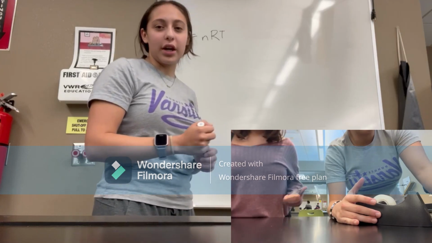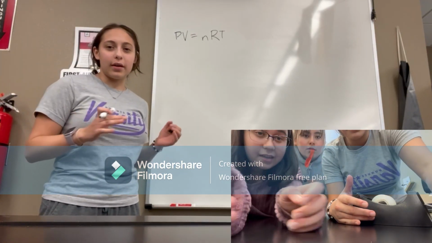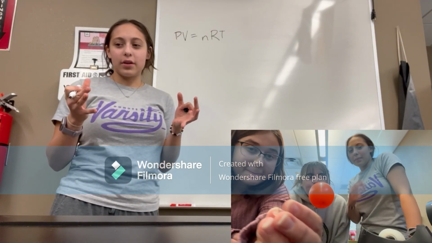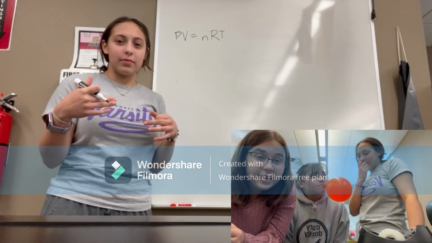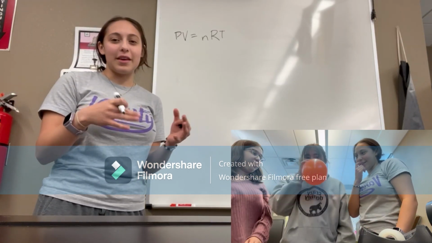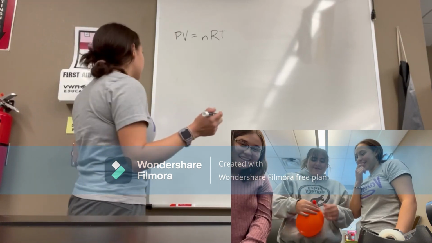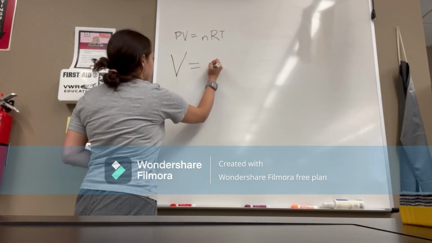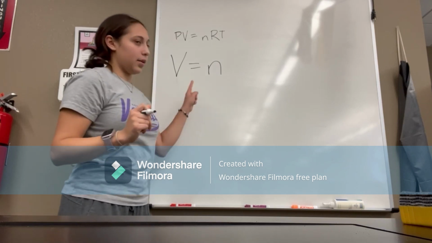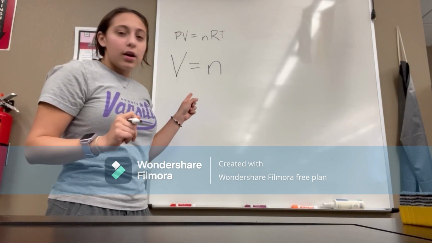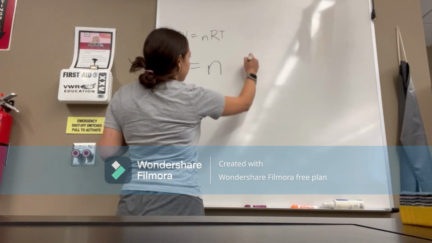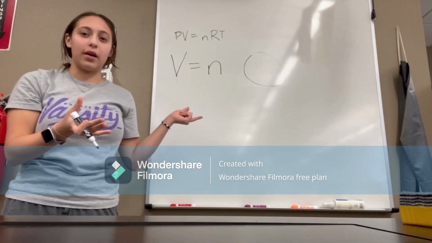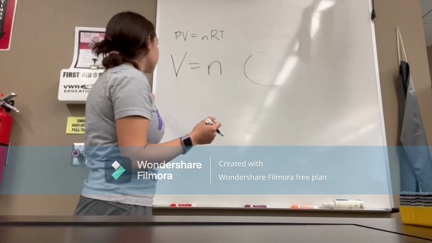For our demonstration, first we blew up the balloon. That shows the relationship between volume and the amount of gas. So volume is proportional to the number of moles, because in a balloon, you fill it up with air and it expands, obviously. Its volume gets bigger once you add more air to it. That's Avogadro's law, by the way.